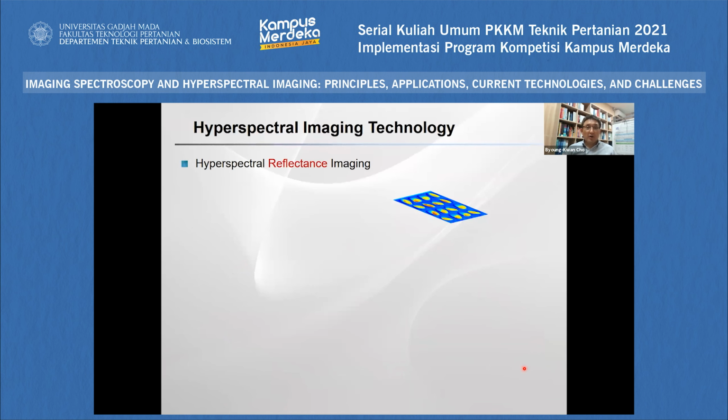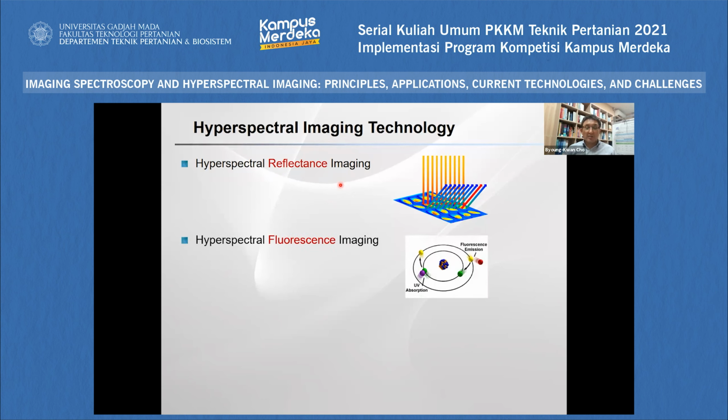Today I want to introduce three kinds of hyperspectral image technology. First one is hyperspectral reflectance imaging. So you know reflectance, right? Light comes in and bounces back. If we measure the bounced-back light intensity, it is reflectance. So likewise, hyperspectral reflectance imaging is the reflectance image measurement.